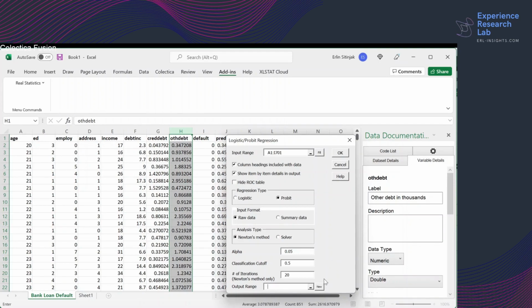A binary logistic regression takes an iterative procedure to achieve the maximum likelihood. The number of iterations here refers to the maximum number of times allowed to update the parameters until they converge. For the output, I want to have it printed in the first row of column N. So I'll just type N1 here and then click OK.